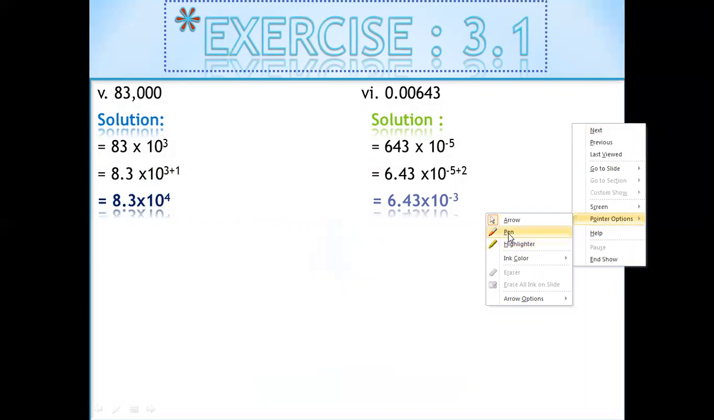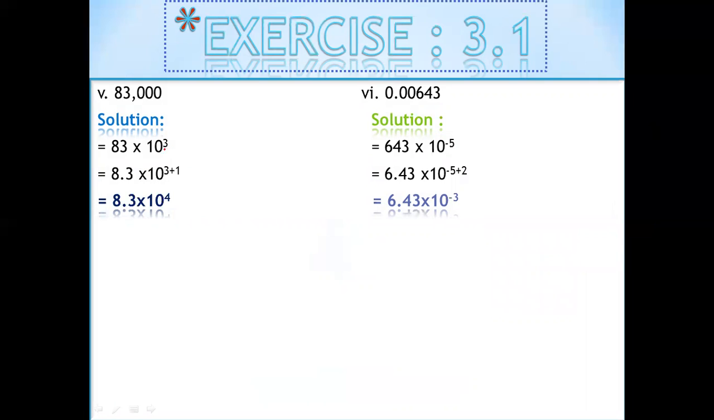583,000. There is a power of 10. The power of 10 is 3. We put the decimal after 8. 8.3 multiply by 10. Because there is one digit after the decimal, we add 1 in the power of 10. 3 plus 1, 4. 8.3 multiply 10 raised to the power 4.